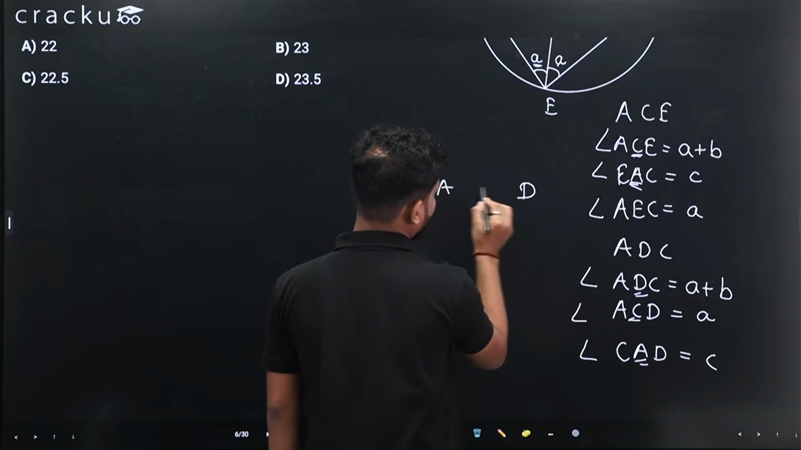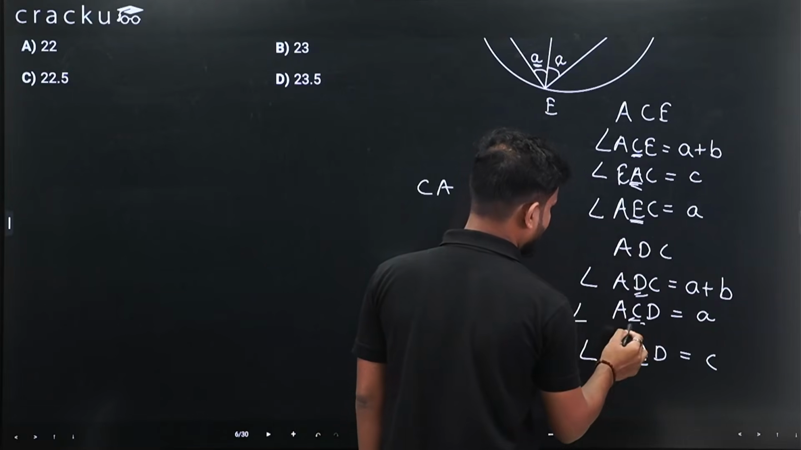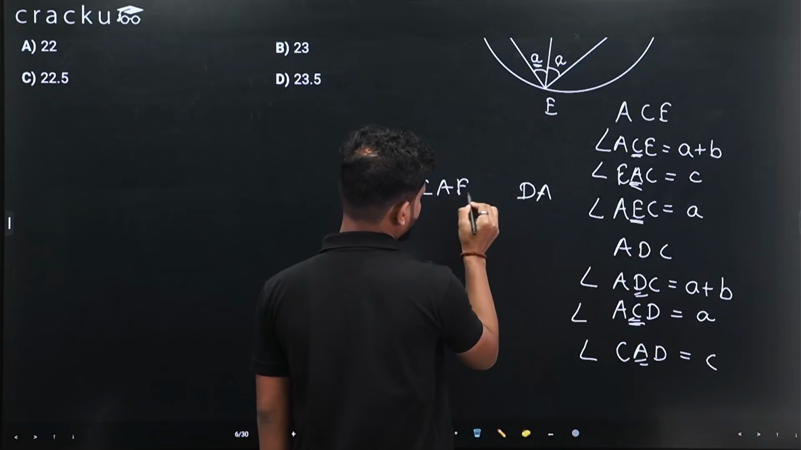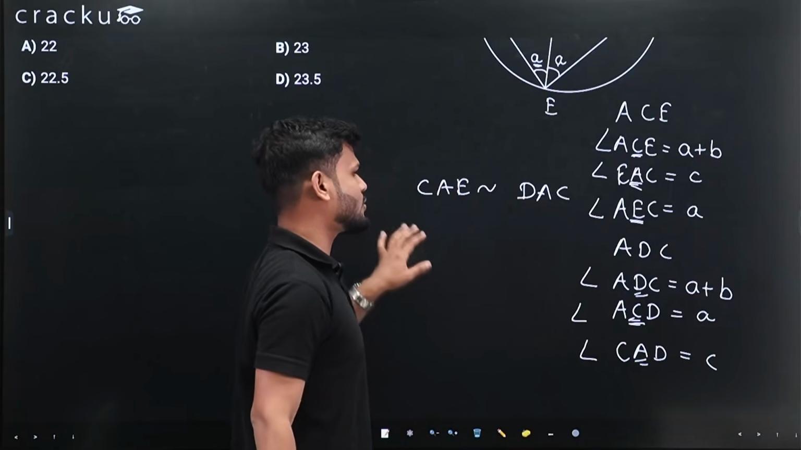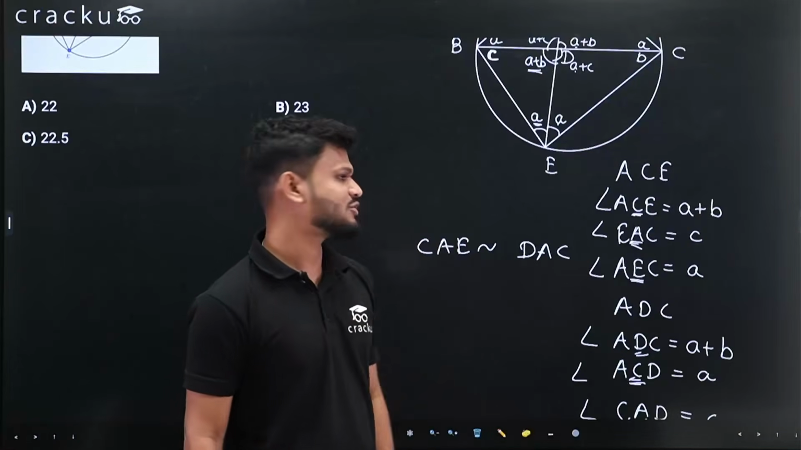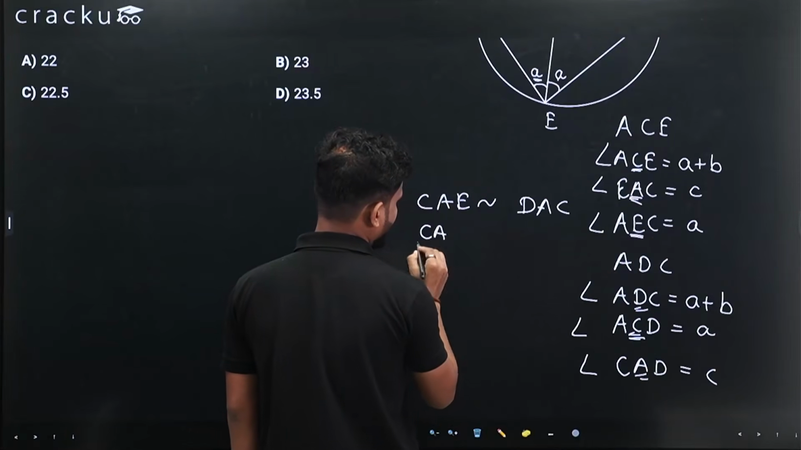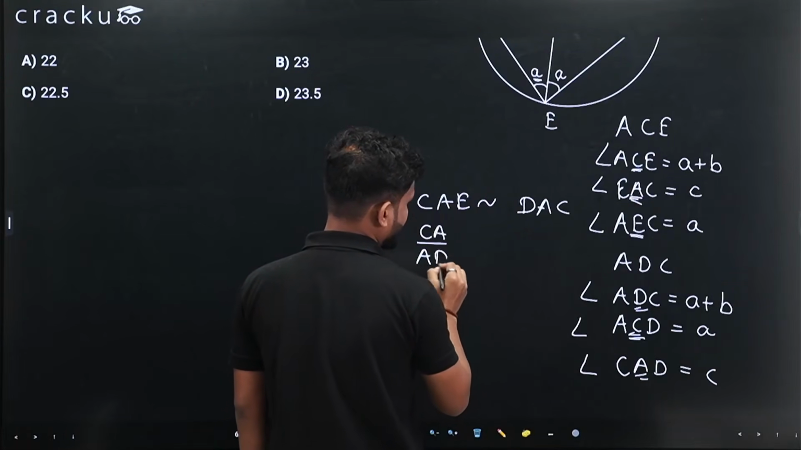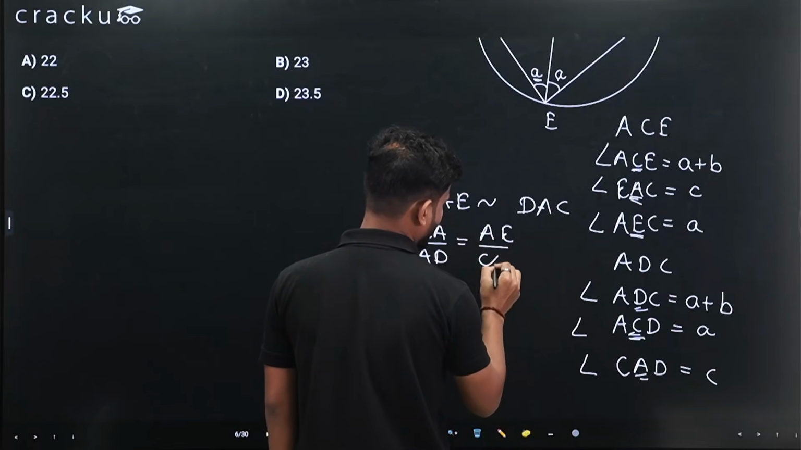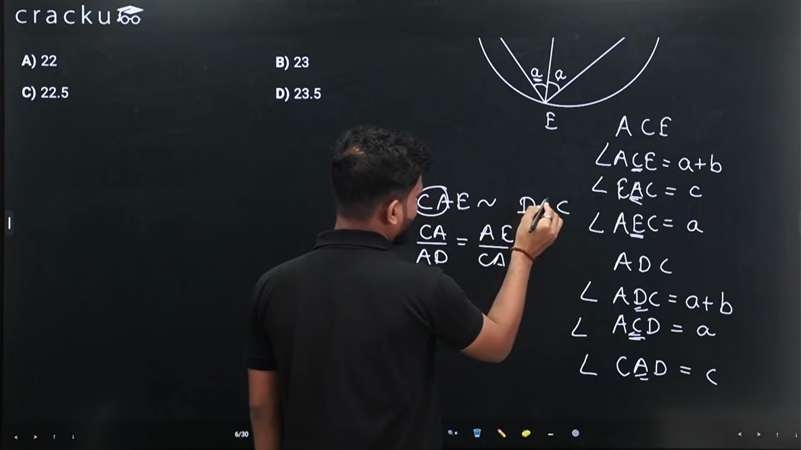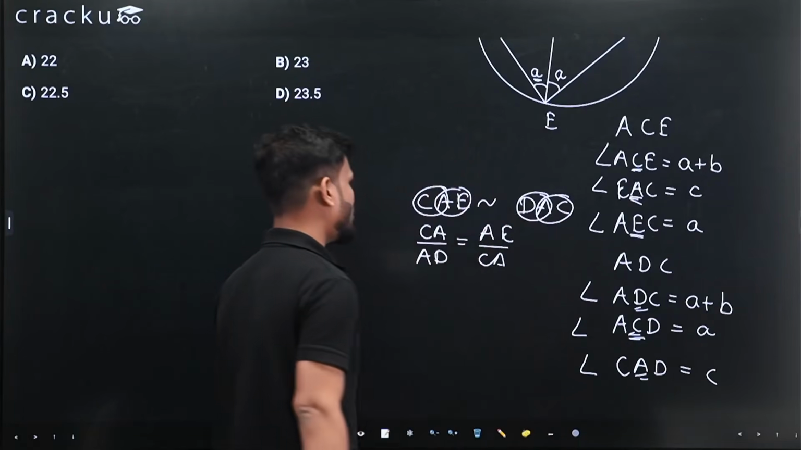So these two triangles will be similar to each other by the AAA test of similarity. From here what I can write is CA upon AD is equal to AE upon CA, or AC.